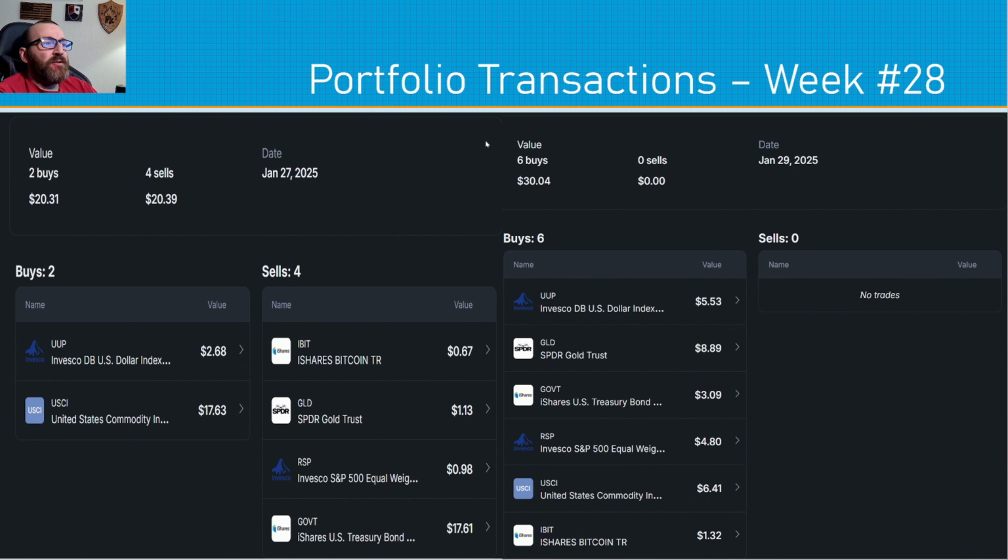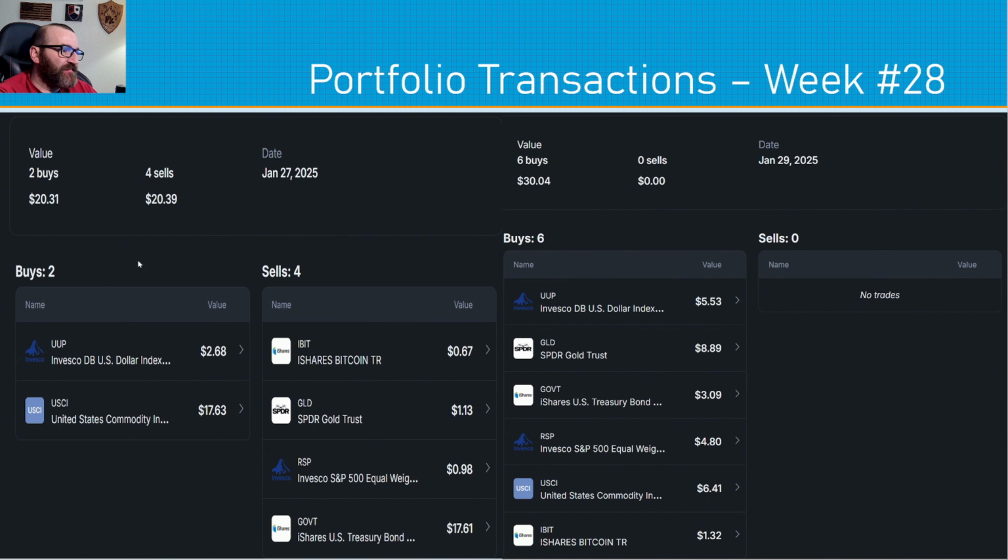We have some transactions for week 28. So this transaction on the left side here of the screen was on January 27, 2025. So that was that change where I sold some of my position, primarily the government bonds down here. You saw I sold for $17.61. And you see these other three positions, which just sold off a little bit. 98 cents for stocks, $1.13 for gold, 67 cents for Bitcoin, just a little bit.